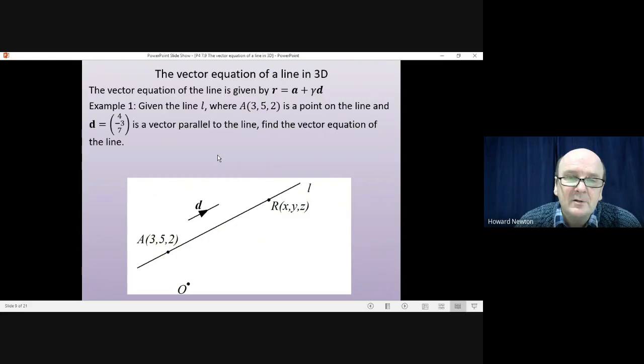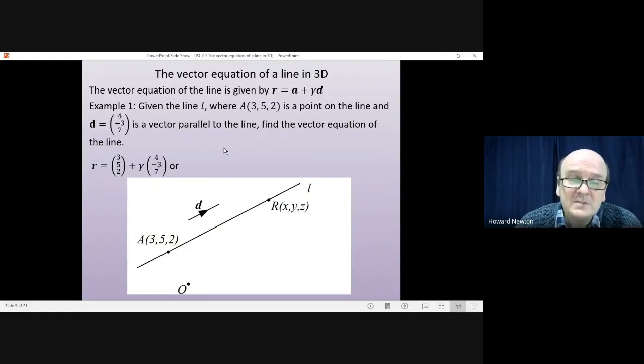Okay, let's have a look. So a point on the line is (3, 5, 2). We just need to write that as its position vector, and then plus lambda times the direction of the line. Well, a vector that goes in the direction of the line, we're told, (4, -3, 7). So that would be the equation of the line.